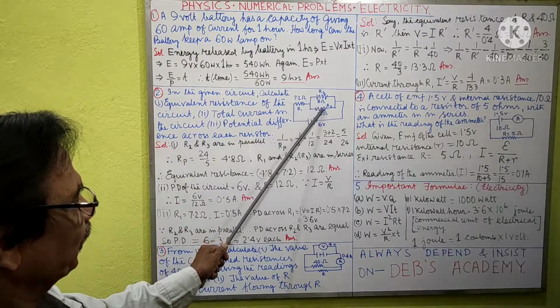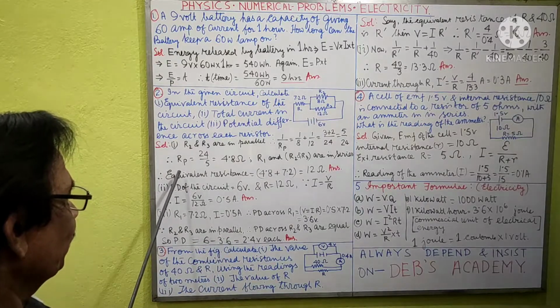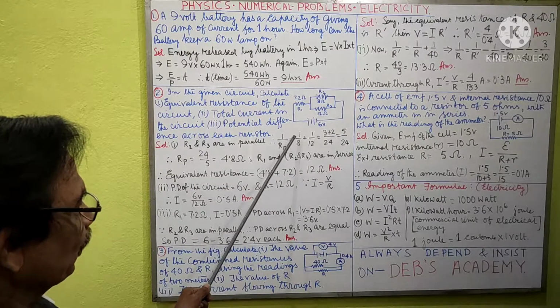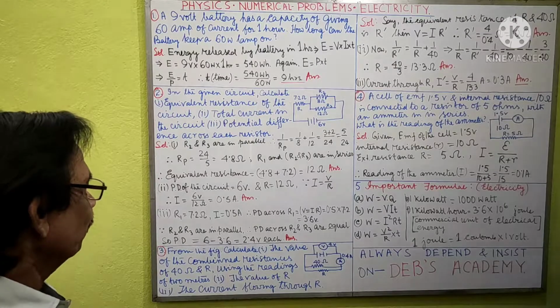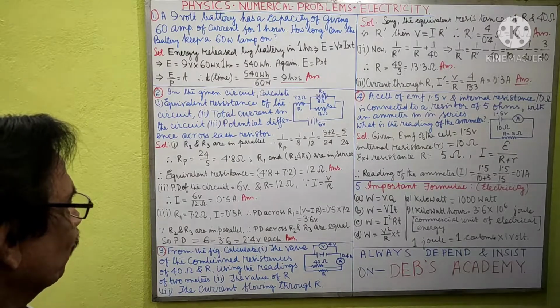R2 and R3 are in parallel. These two are in parallel. Therefore, 1 by Rp equal to 1 by 8 plus 1 by 12, which is equal to 5 by 24. Therefore, Rp equal to 24 by 5 equal to 4.8 ohms.